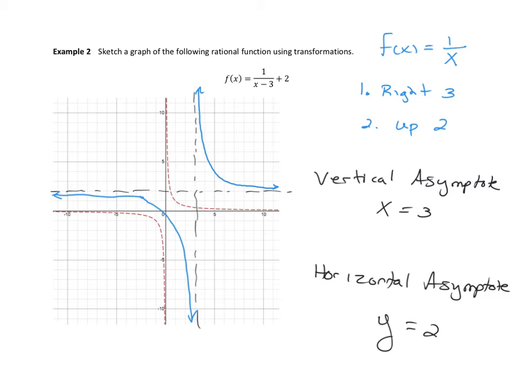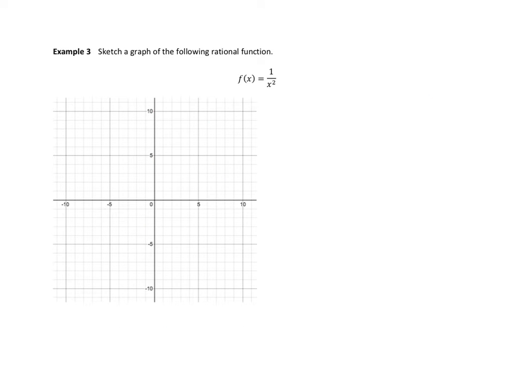Okay, so that was using the asymptotes to get a sketch of this function. All right, let's now sketch a graph of f of x is equal to 1 over x squared. How will changing an exponent from just a 1 to a 2 alter the graph?